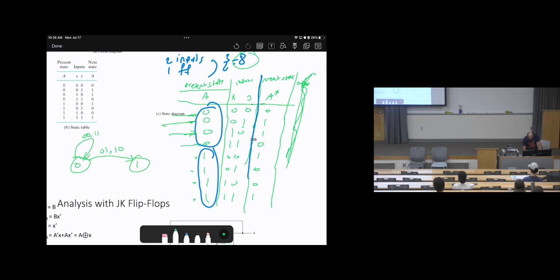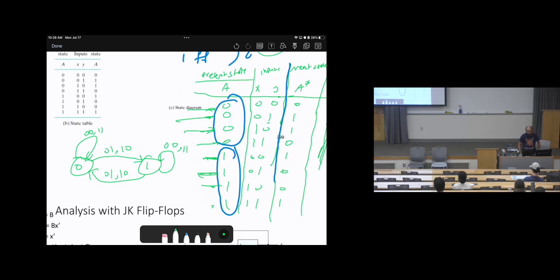Let's look at 1. When 0, 0, it will remain at 1. When it is 0, 1, go to 0. When it is 1, 0, go to 0. So here is comma 1, 0. When it is 1, 1, remain at 1. This is the state diagram. Okay, clear? Any question?